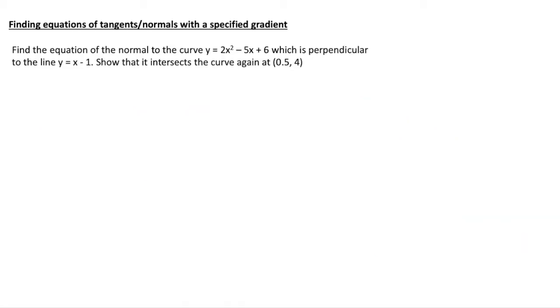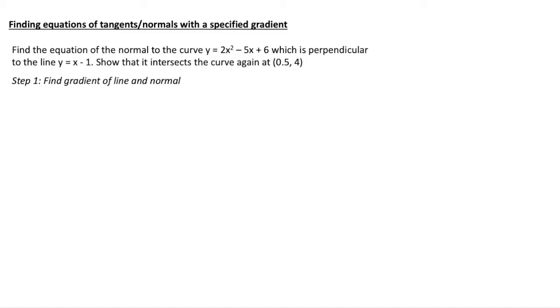We'll have another example now, and this time we're looking at finding the equation of a tangent with a specified gradient. So find the equation of the normal to the curve y equals 2x squared minus 5x plus 6, which is perpendicular to the line y equals x minus 1. Show that this intersects the curve again at 0.54. So step 1 is to find the gradient of the line and the normal.